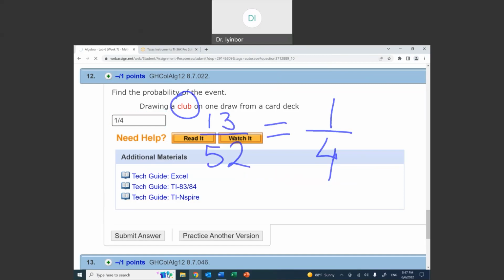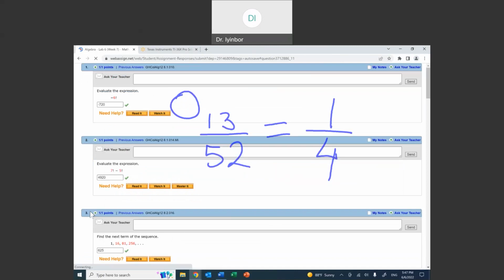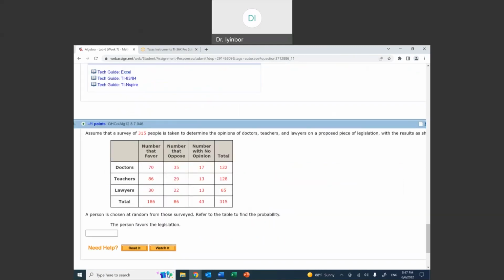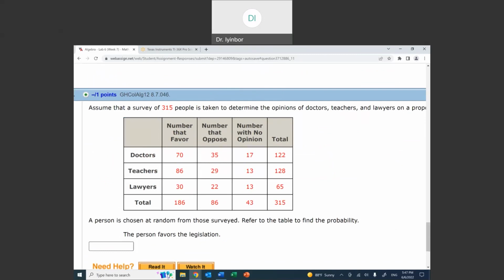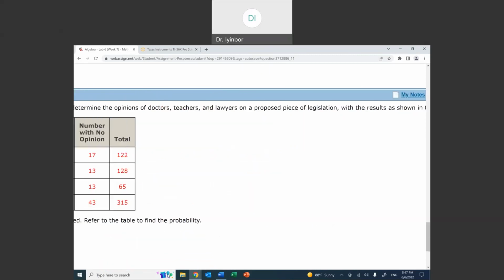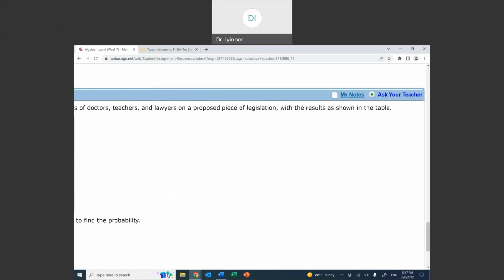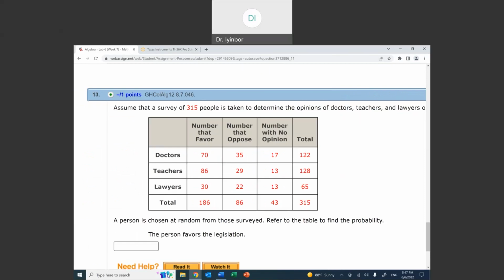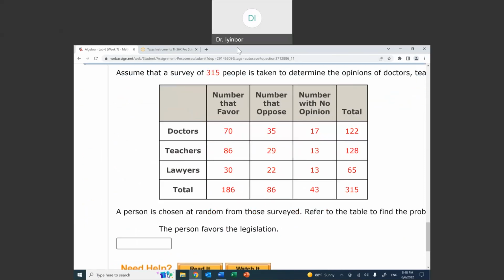Okay, and then we have one more, which is about a survey. They did a survey of 315 people, some of them doctors, teachers, and lawyers. They asked them about a proposed piece of legislation, and these are the results. Looking at this table, the first column says how many favor the legislation, and the last one is the total. The second one is how many oppose the legislation. How many have no opinion, and the total of no opinion.